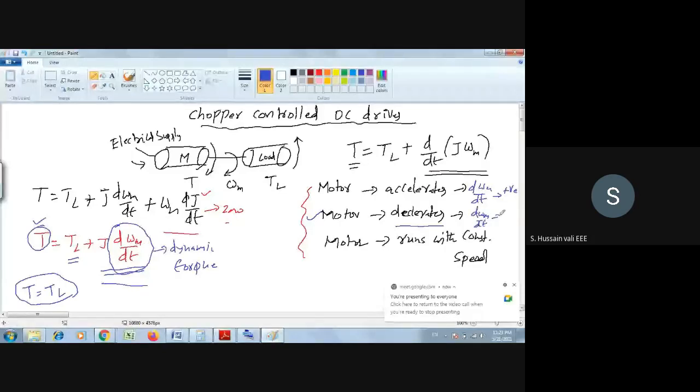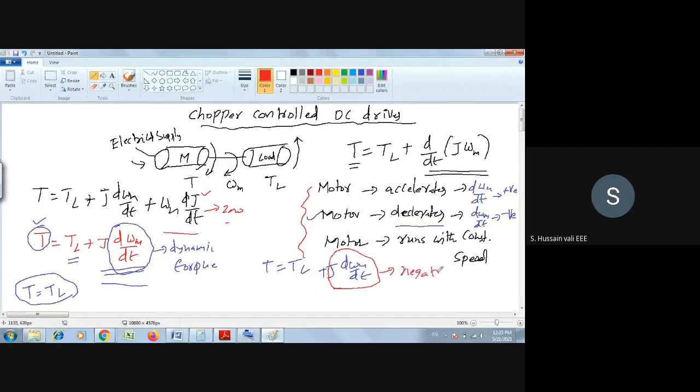If it is negative, what do you find out here? T is equal to TL plus of course J d omega m by dt, but this time this part is negative. When it is negative, it is decelerating. When the speed decreases, you call it deceleration. So when this part is negative, you send this negative towards the left hand side, then it will add to the motor torque. So the load torque this time is the sum of the dynamic torque and the motor torque.